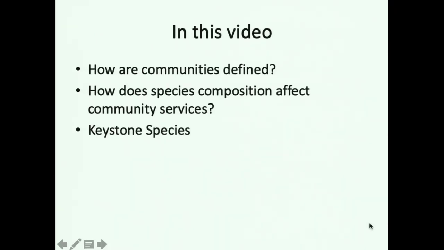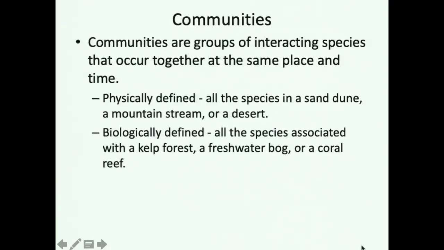When we talk about communities, we can look at them in many different ways, but the two major ways are physically or biologically. Communities, just to remind you, are groups of interacting species in the same place at the same time. You can look at them just physically: a particular area, a particular sand dune or stream or desert, for instance, and look at all the species found in that environment. However, we know that species interact at a broader scale than just one location. So species in the sand dune might be impacted by species that are not in the sand dune.